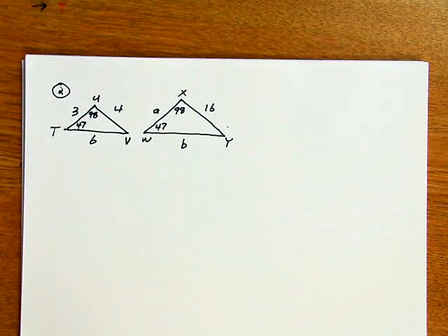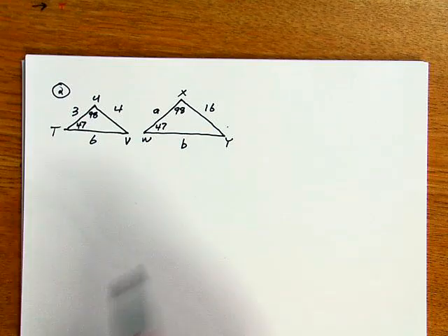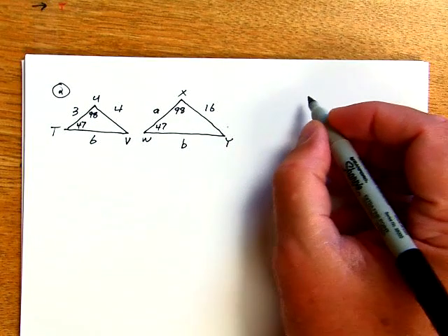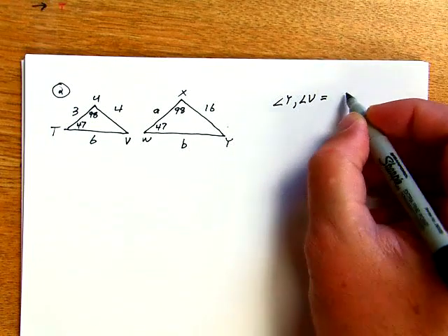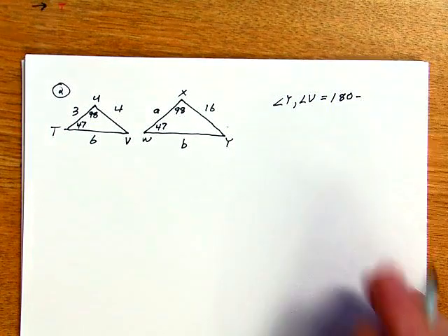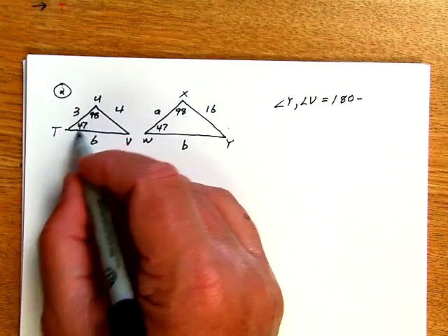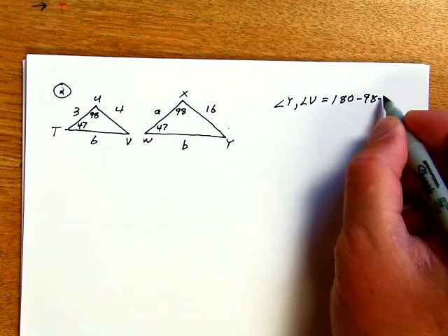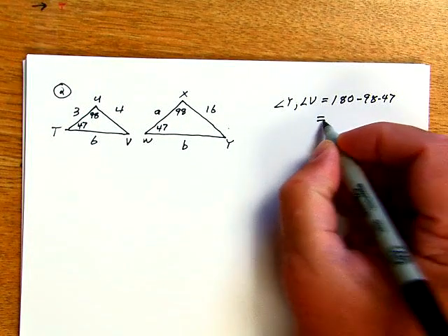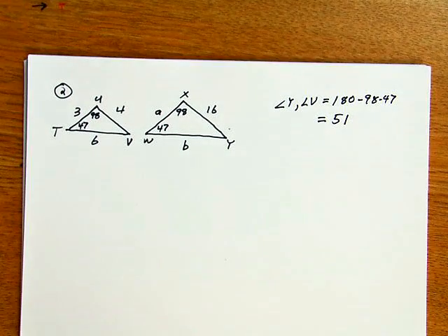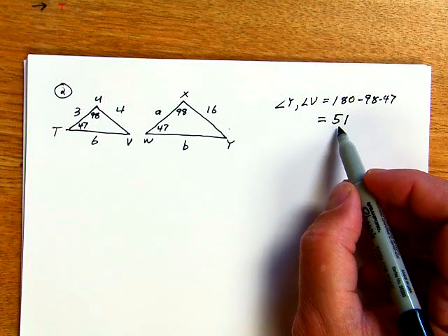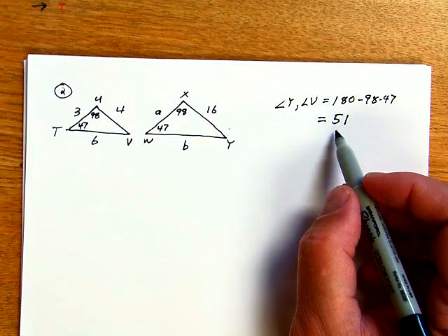Okay? Well, right away, we can figure out that angle Y and angle V are equal to 180 minus the two angles we have, 98 and 47, which gives us a final answer of 51. So 47 plus 51 is 90. That doesn't come out right, does it?